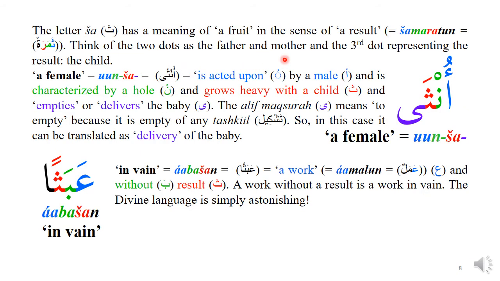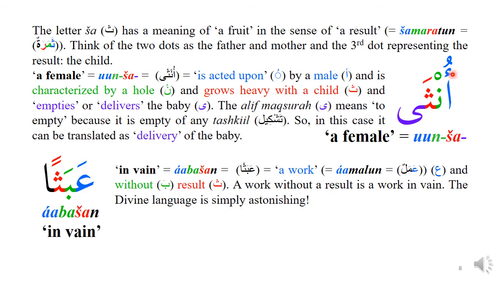The letter sa has a meaning of a fruit in the sense of a result. I've told you this before. Just think of the dots, two dots on the sides, one dot from the mother, father, and the third dot is the result or the child, right? Unsa. Now, unsa, how does it make a female? Unsa means a female, unsa.